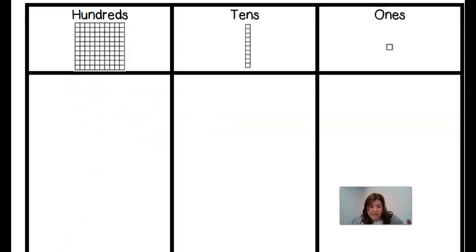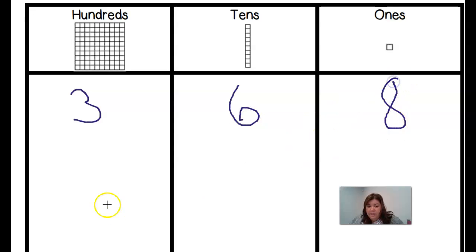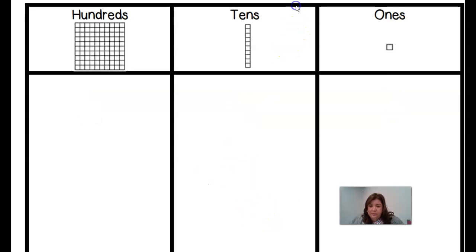You can just put hundreds, tens, and ones, and then you can write it in. If it has 3 hundreds, you can just write 3 here. If it says it has 6 tens, you'd write a 6. If it said it had 8 ones, you would write an 8. And then our number would be 368. See? Real easy.